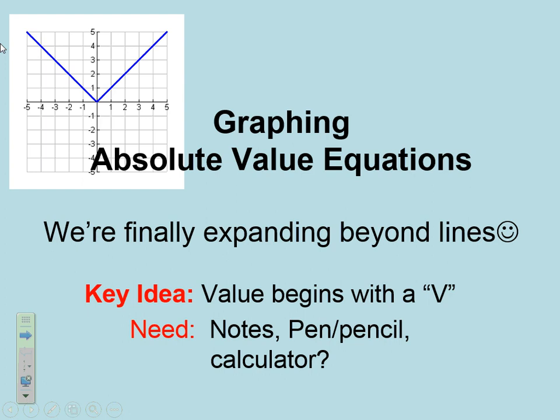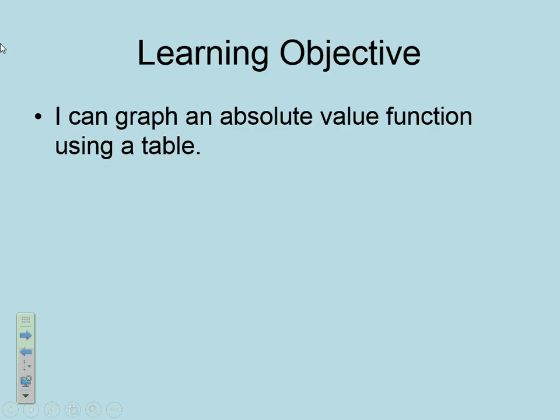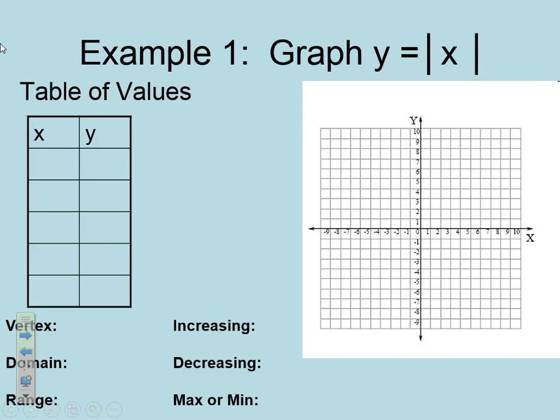All right. First thing we need to write down is our learning objective. Our goal today is that you can graph an absolute value function using a table. All right, we are going to do 3 examples today. All 3 examples need to be written in your notes. All 3 of them, okay? Here comes example number 1. So all of this on this page right now has to be written down, every single bit of it.